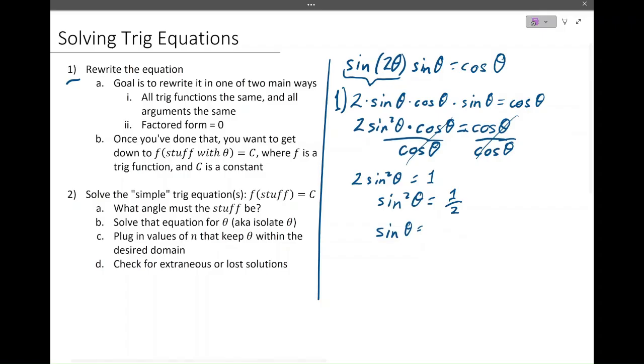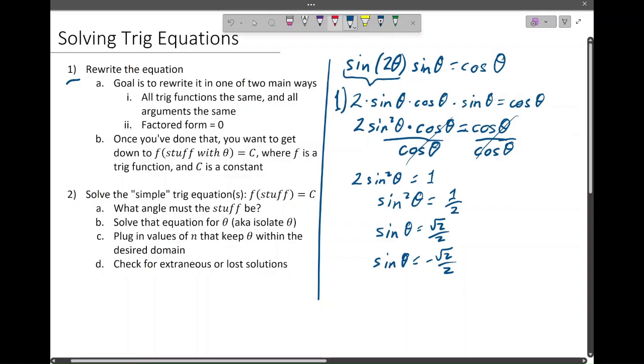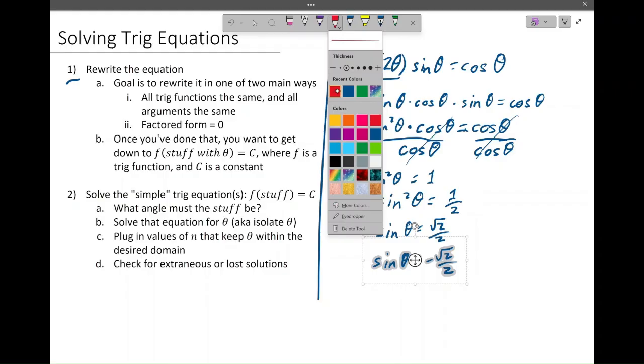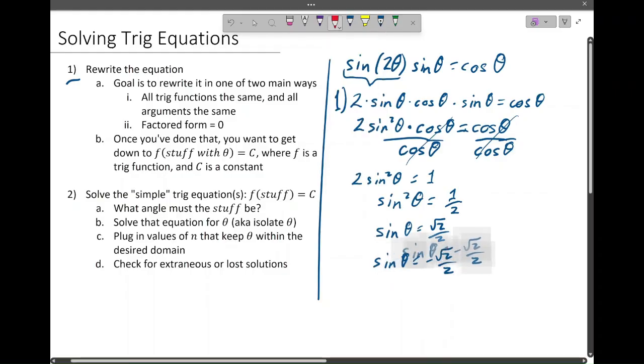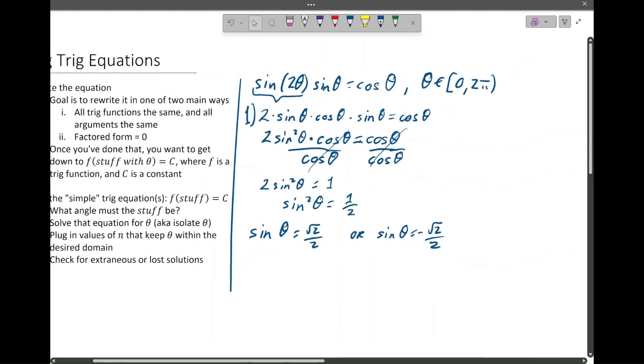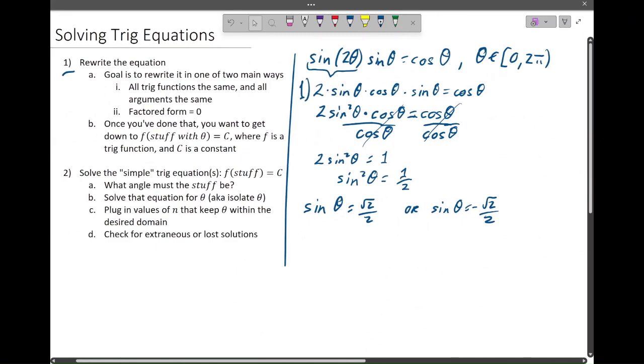Let's just clean this all up. Root 2 over 2. Or sine of theta could be equal to negative square root of 2 over 2. Let's actually make this in red. I just like to color code them on here because it helps me keep things organized. Okie doke. That's all step 1. Fantastic.